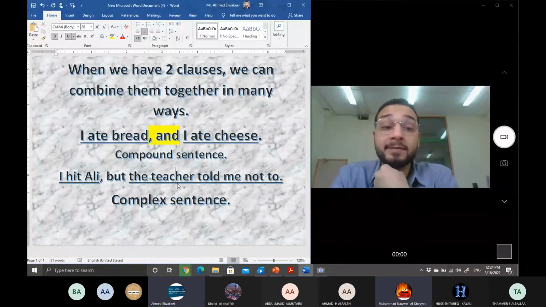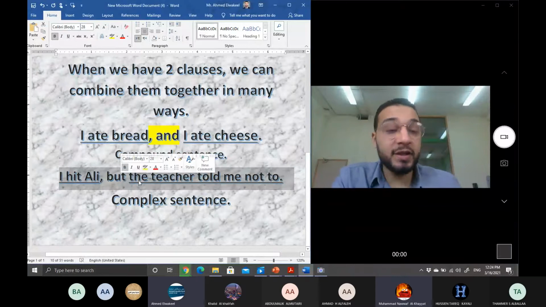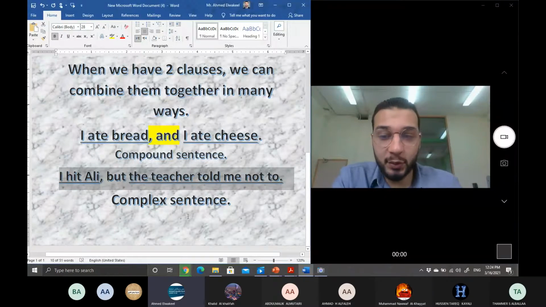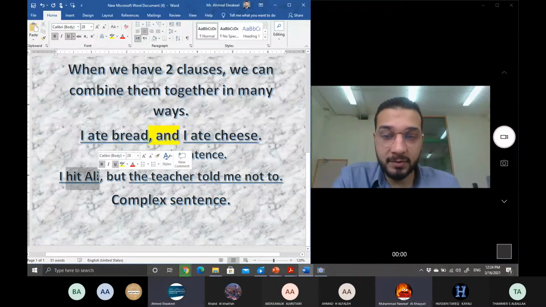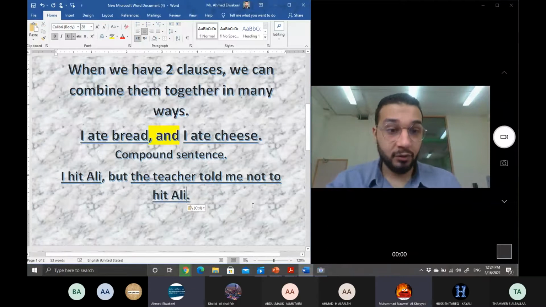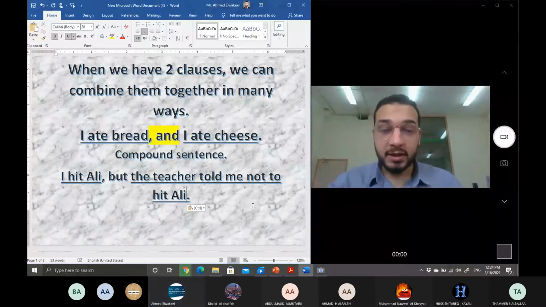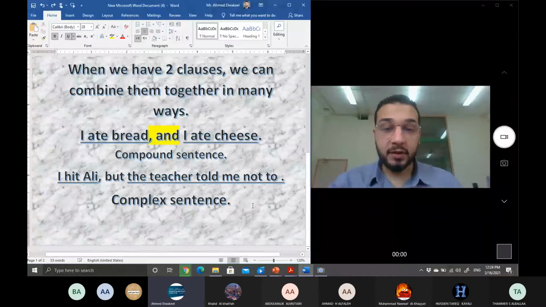The teacher told me not to. Not to what? So in your sentence right now, Muhammad, that's just one sentence, right? Not to what? Not to hit Ali, right? That's what we have taken out of the sentence. In English grammar, this is called ellipsis. It's called ellipsis, but still, it's a complete sentence.